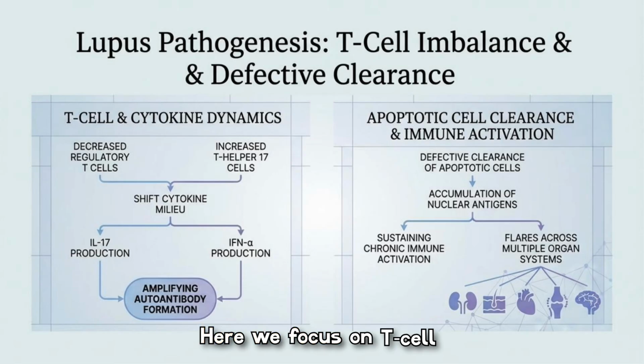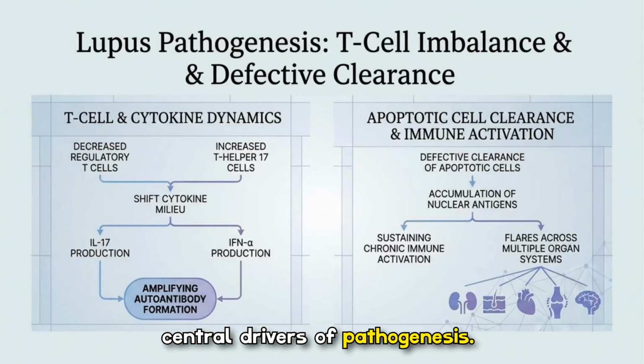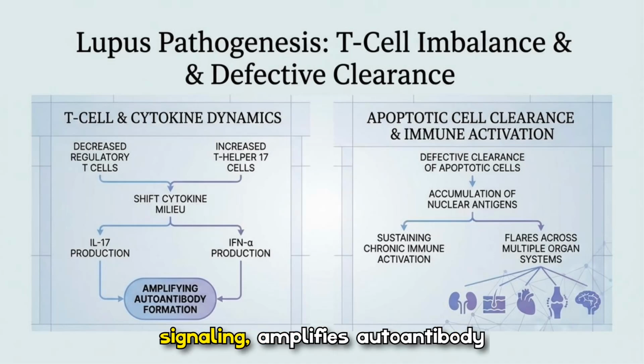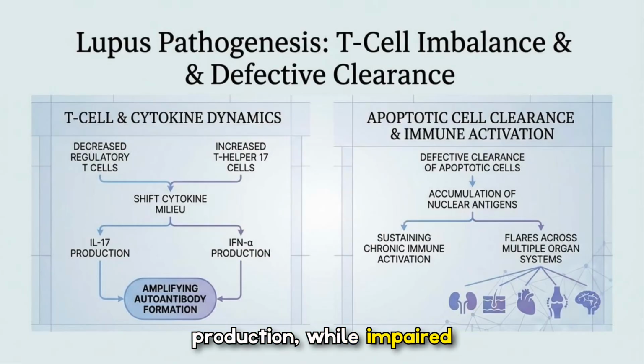Here, we focus on T-cell imbalance and defective clearance of apoptotic cells as central drivers of pathogenesis. A shift toward fewer regulatory T-cells and more Th17 activity, alongside interferon alpha signaling, amplifies autoantibody production, while impaired removal of dying cells leaves nuclear antigens in place, sustaining chronic immune activation and producing flares across multiple organ systems.